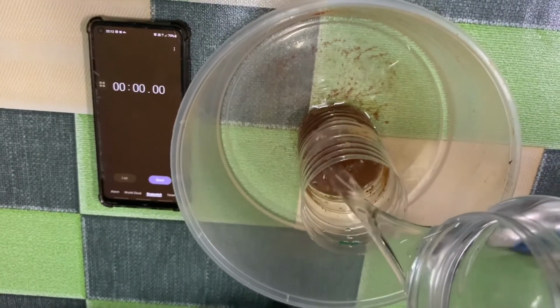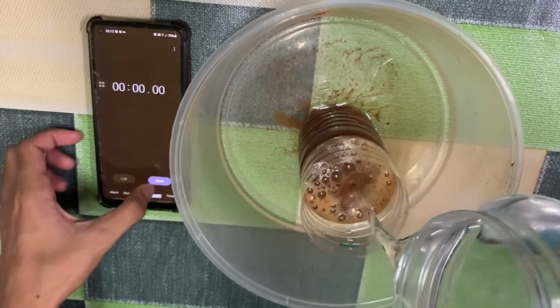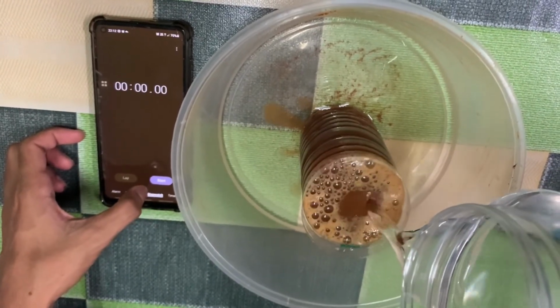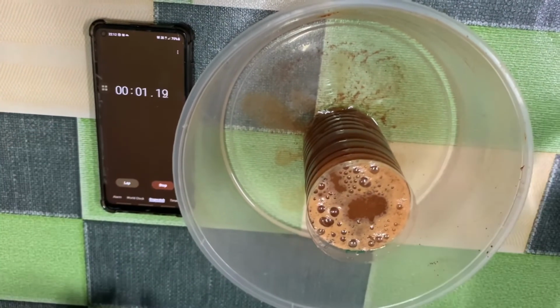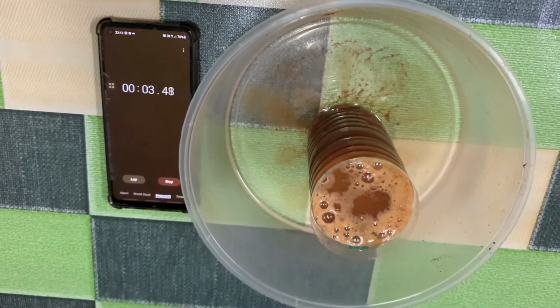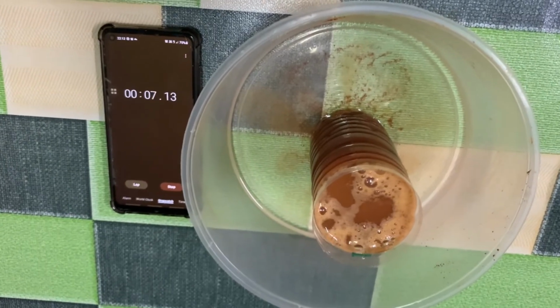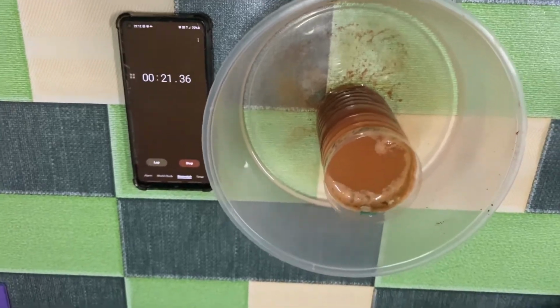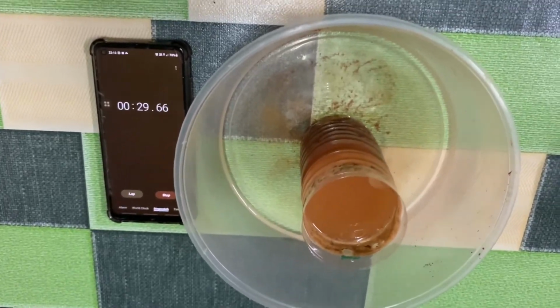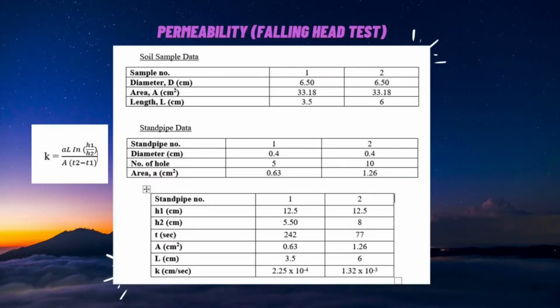I repeat the same procedure for the second sample. So, this is the data that I get from this experiment. The value of K is calculated using the provided formula.